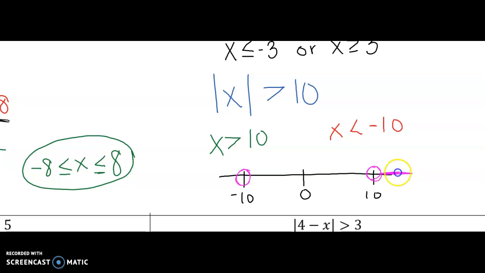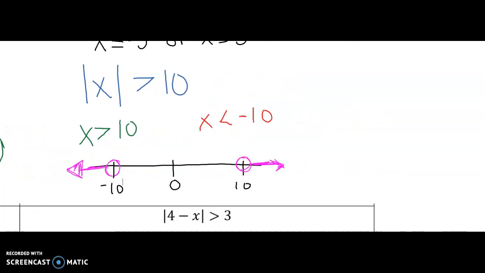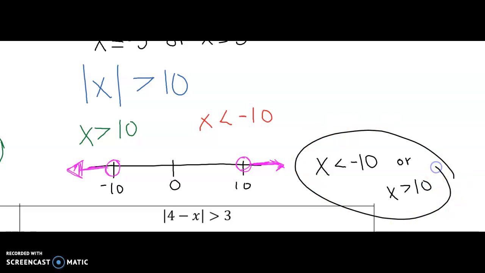Any number bigger than 10 is to the right. And any number less than negative 10 is to the left. This statement cannot be written together because it is separated. So your answer would just be those two together, and you could write the word or in between, like this. That would be your answer.